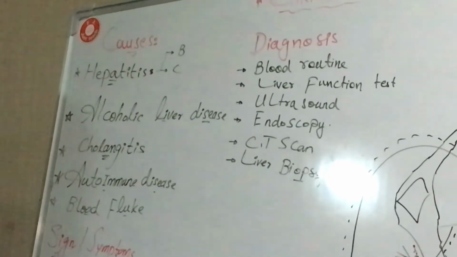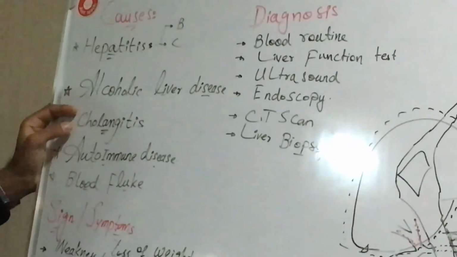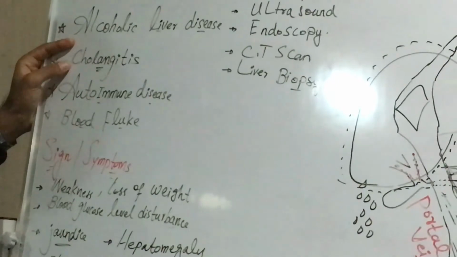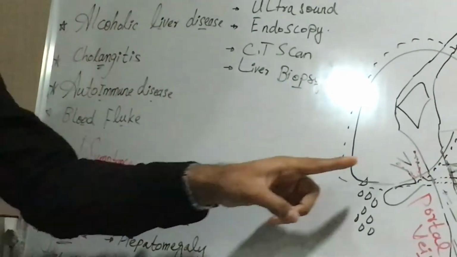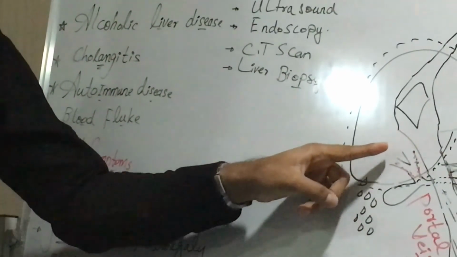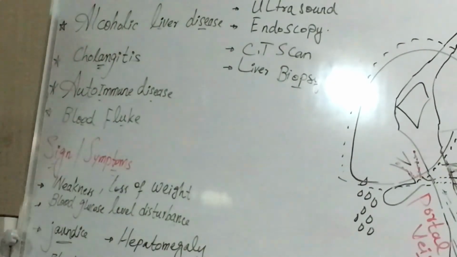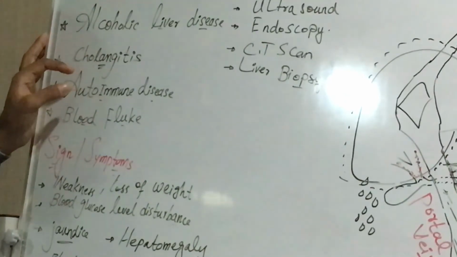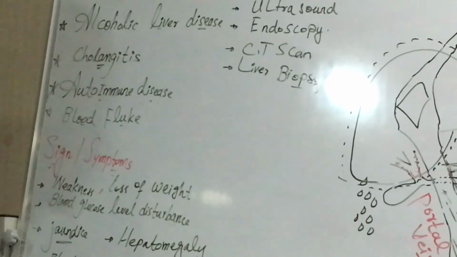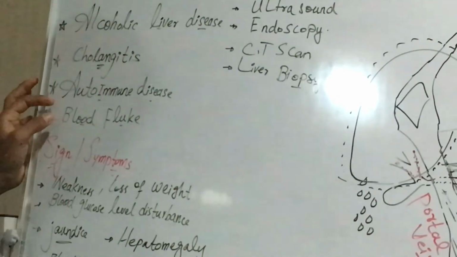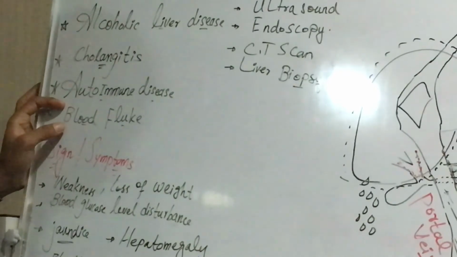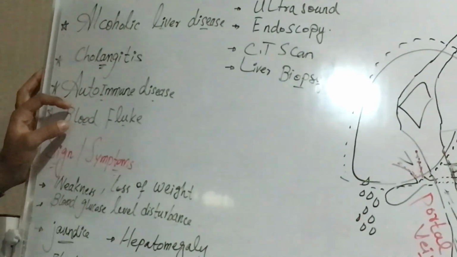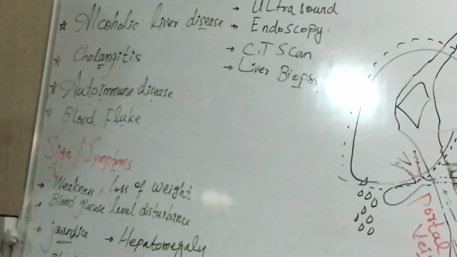I think this is very common in China, right? Very common in China, alcoholic liver disease. Then we studied cholangitis. Cholangitis means infection of the bile duct, or common bile duct. Then we studied that there are some autoimmune diseases in which our immune system attacks the liver. Then we also studied blood fluke, which you said is very common in China. Blood fluke can travel into the liver and cause cirrhosis.